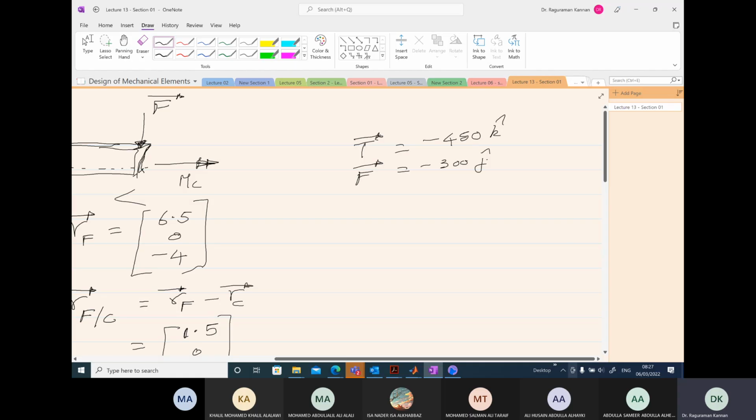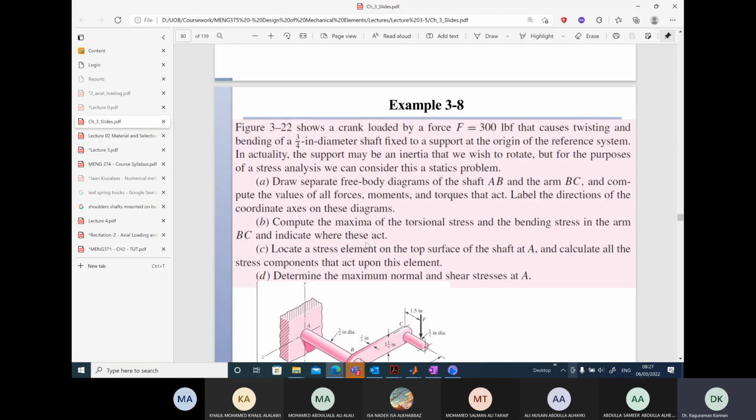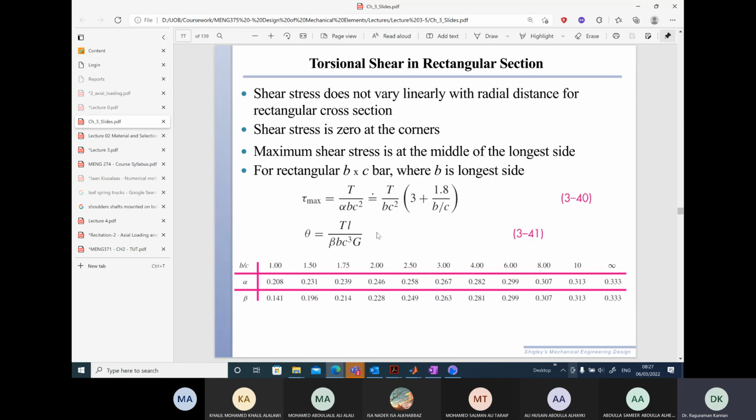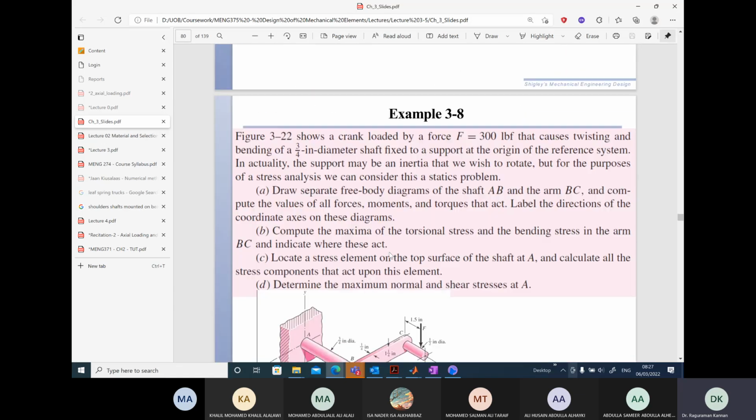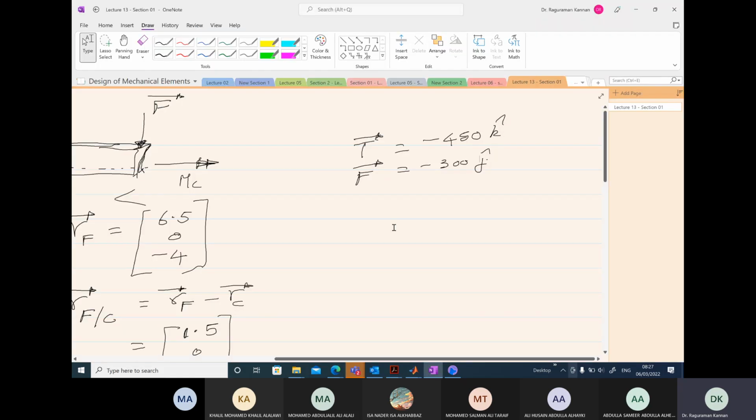Okay. So for a rectangular cross section, we have a formula here. This is the formula we need to work with. Let's see the cross section dimensions. We have 1/4 and 5/4. Okay, so the dimensions of the rectangular cross section. If I were to draw, one by 4.